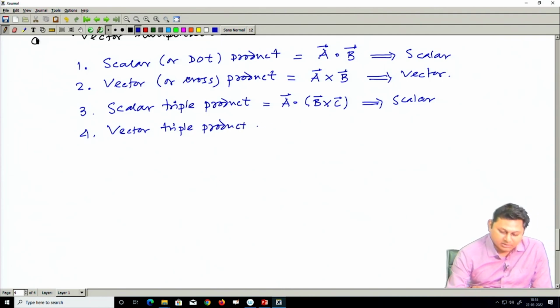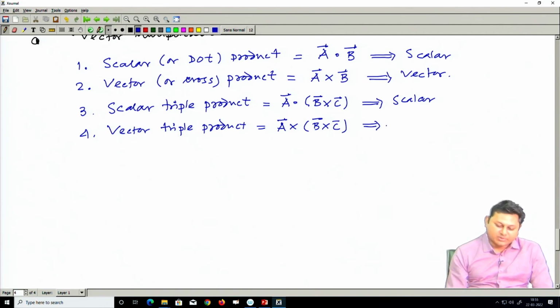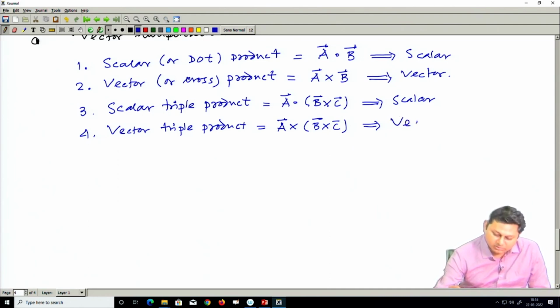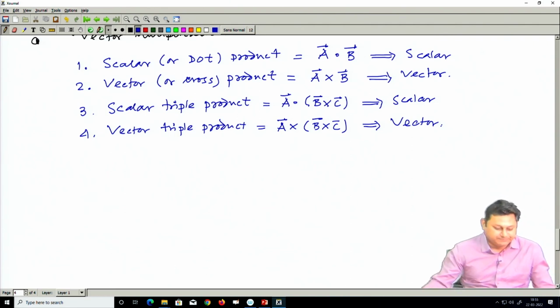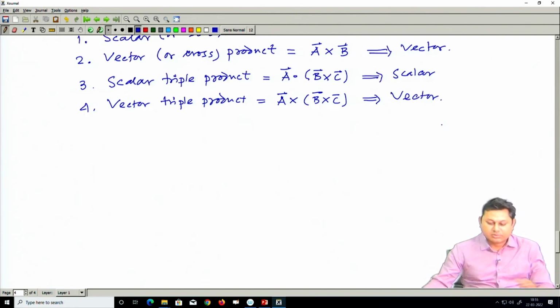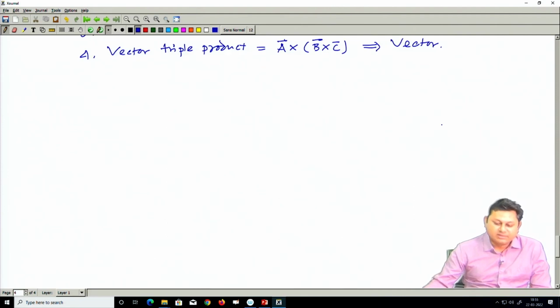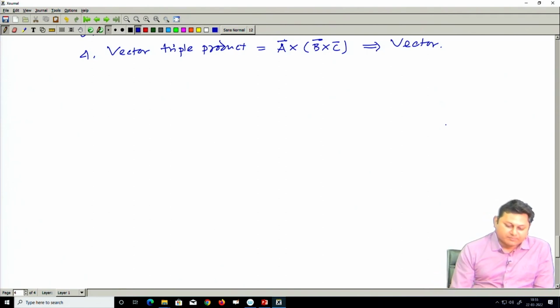These are the basic vector operations or vector multiplications. You can think of more complicated ones, but if you know these four basic vector multiplication procedures, you can do whatever you want. The vector triple product should be a vector quantity. We will see these four kinds of vector products appear in different cases in this course, and then we need to execute these operations in different forms.